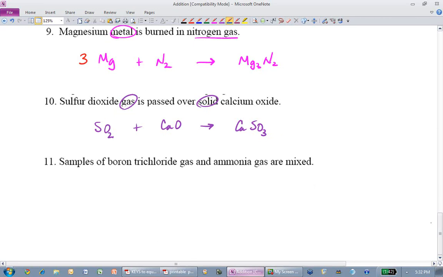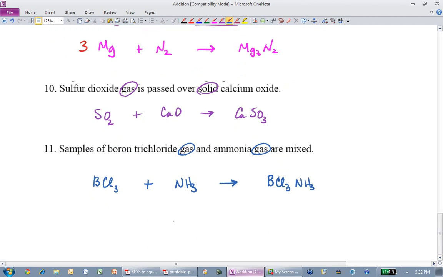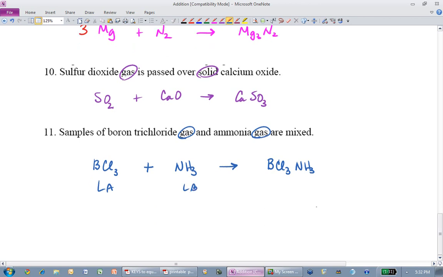And then the last one. Samples of boron trichloride gas and ammonia gas. Okay, boron trichloride. Look, that's BF3's cousin. And ammonia. We end the way we began. We're going to just mush these together. BCl3, NH3, but it's still, one more last time, important for you to realize that's a Lewis acid, that's a Lewis base. And what's really going on here, if we draw this out, draw the dang Lewis structure. Pair of electrons there.